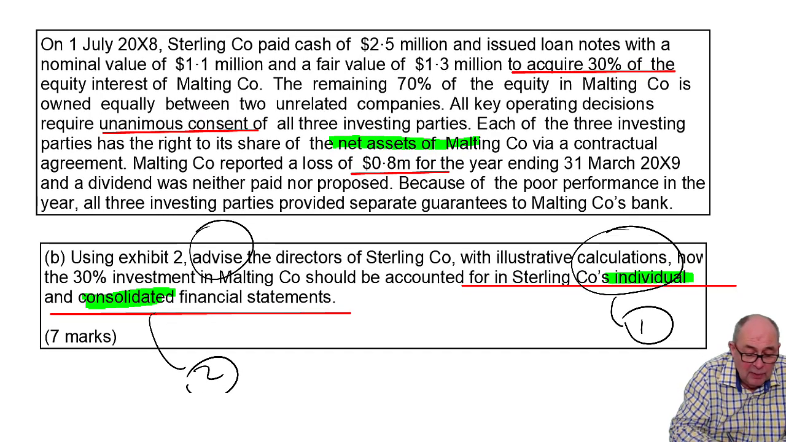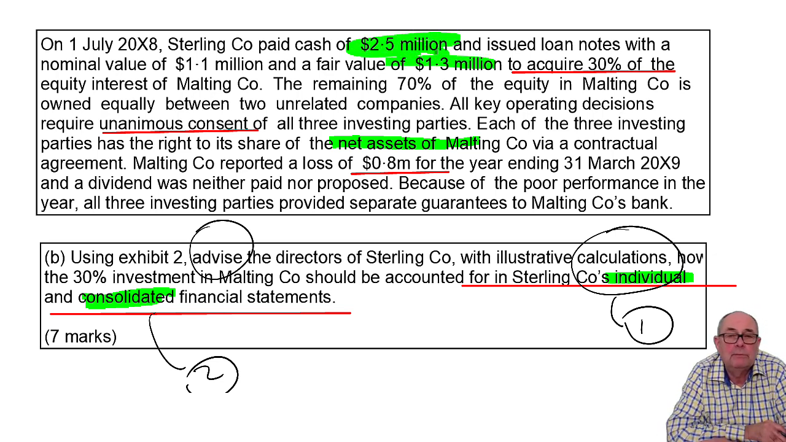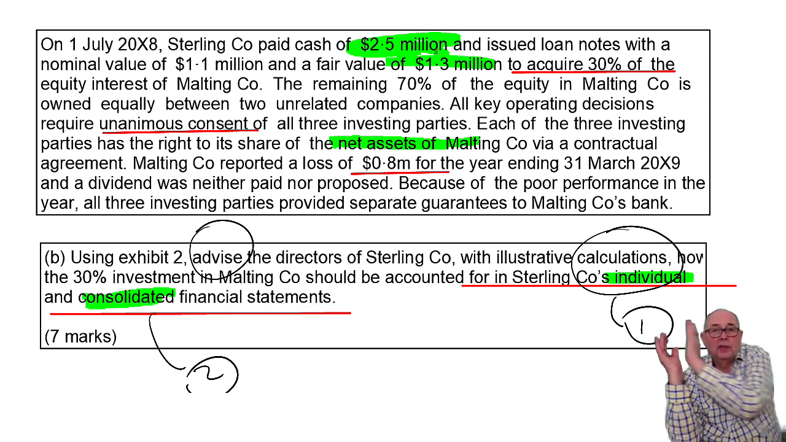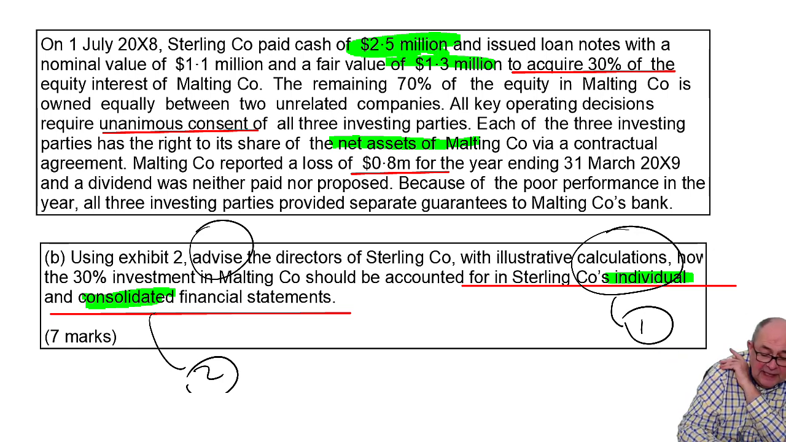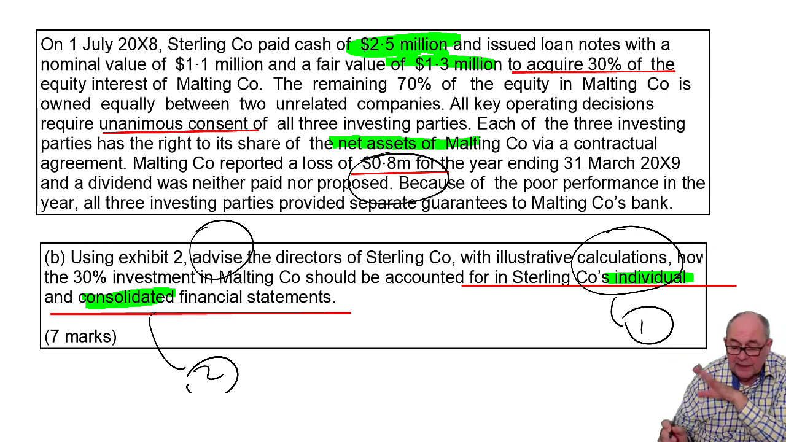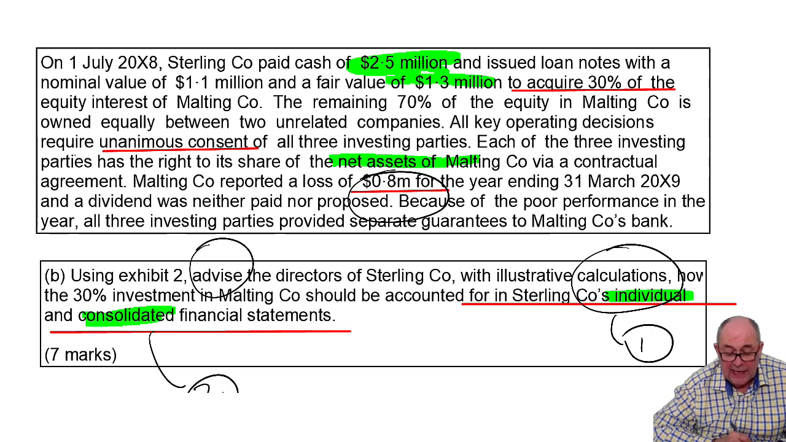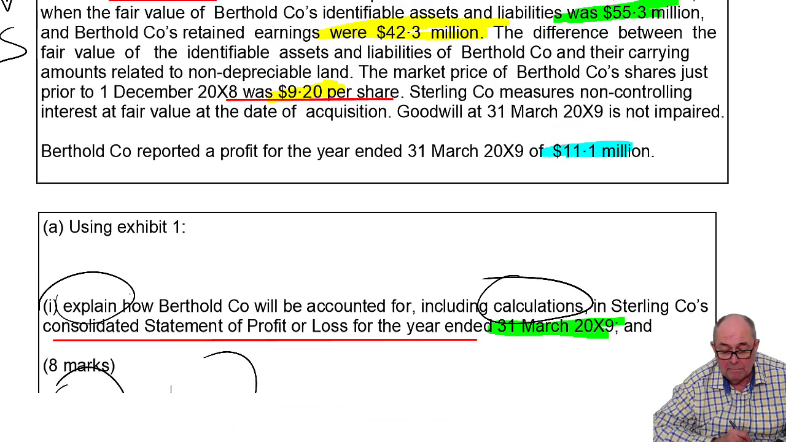The loan note has got a fair value of 1.3 million. Remember, everything is booked at fair value. So the cost is 3.8 million. The profit in the year was actually a loss. Be careful, because this investment was made on the 1st of July. Our year end, I think, is March.